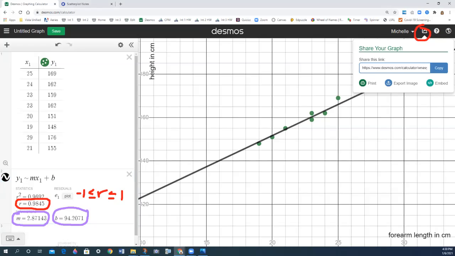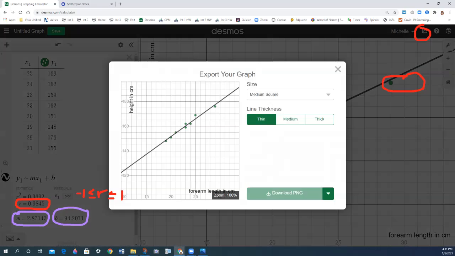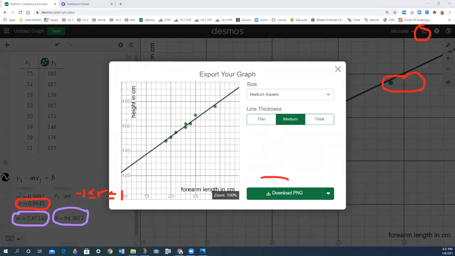And what I'm going to do is choose export image. Export image is what I want. You can pick whichever one you want, thin, medium, or thick. I think medium looks okay. And then you're going to click on this download. Hold on, let me get this one more time. This download PNG, that's what I'm going to click on. And it's going to download it.